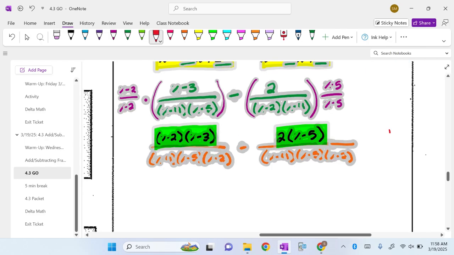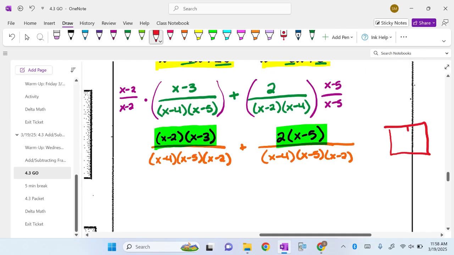So we're going to do a quick box method for the first numerator. So x minus 2, x minus 3. So x times x is what? X squared, negative 2x times it. I just gave it to you. It's negative 2x. What's x times negative 3? Negative 3x. Negative 3 times negative 2? 6.